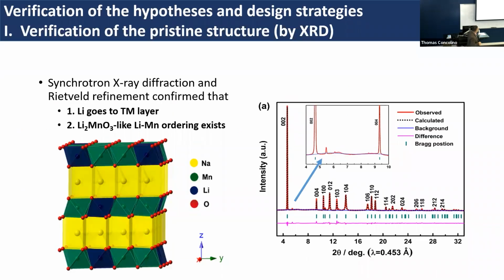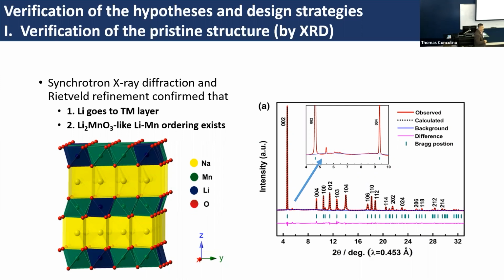So we first need to verify if this material is really what we designed. If we really put the lithium in the sodium in the transition metal layer, like I show here, we use high resolution synchrotron XRD and refinement. We find a little tiny peak here, which is the superstructure peak for the honeycomb ordering in the transition metal layer.